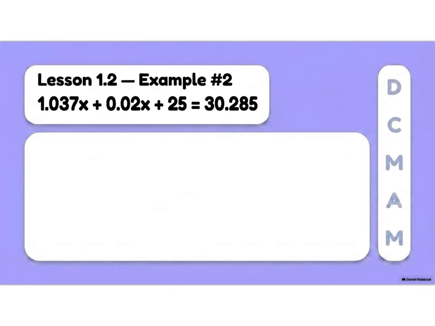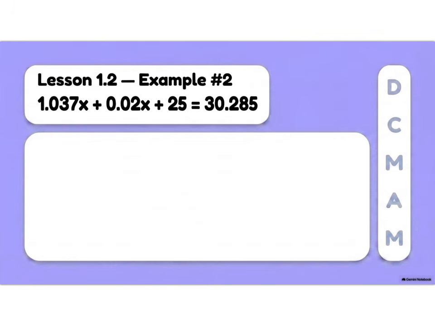Now, this example looks a little different because it has decimals, but we're still going to solve it the same way. If you're using the calculator to add, subtract, multiply, or divide decimals, just make sure you're typing it in correctly. The biggest mistake I see with decimal problems is that students put the decimal in the wrong place, forget a 0, or add a 0. So just double check that you're putting it into the calculator correctly.